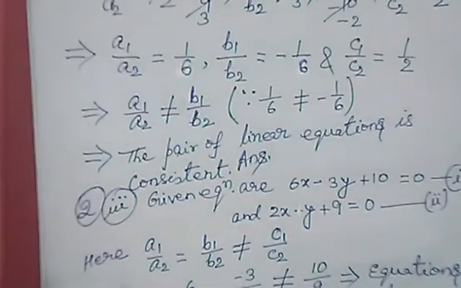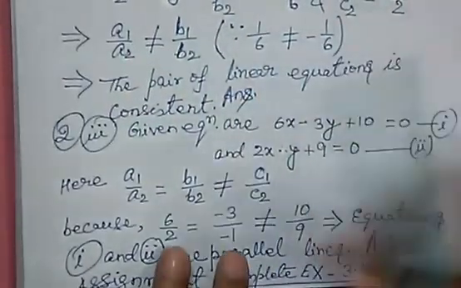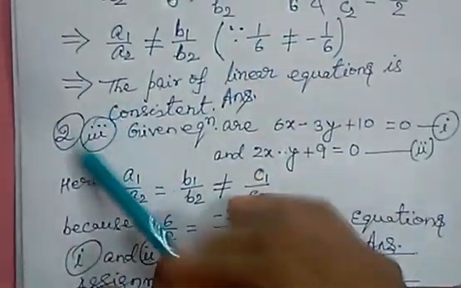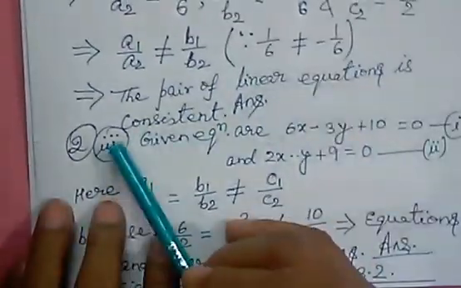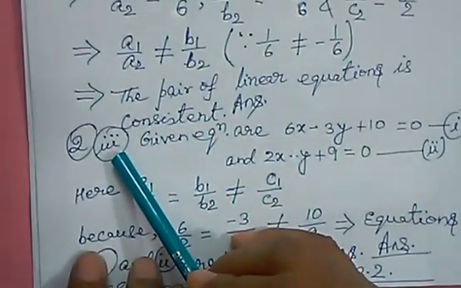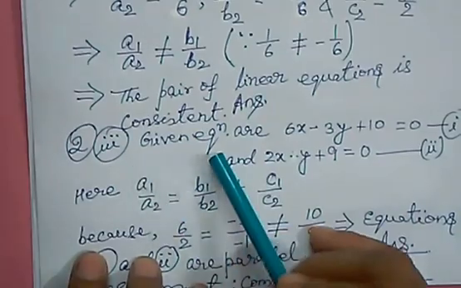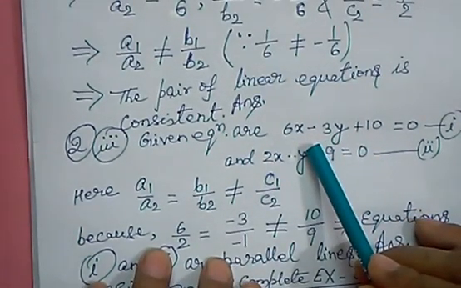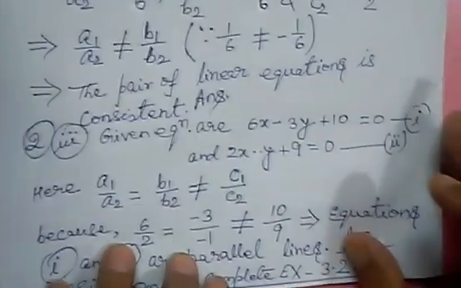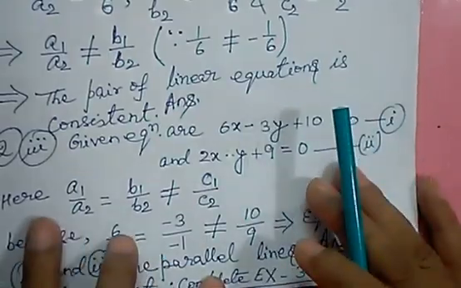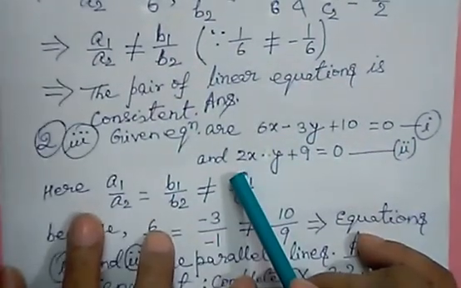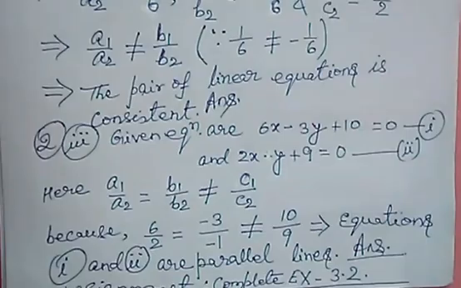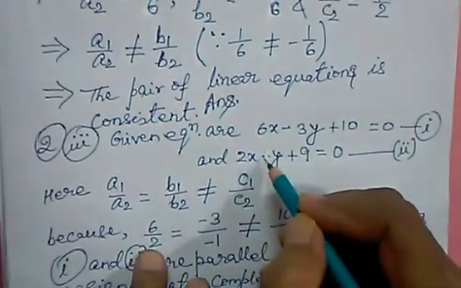Now here it is sum number 2. Here the given equations are 6x minus 3y plus 10 equal to 0. This is equation number 1. Now the second is 2x minus y plus 9 equal to 0.